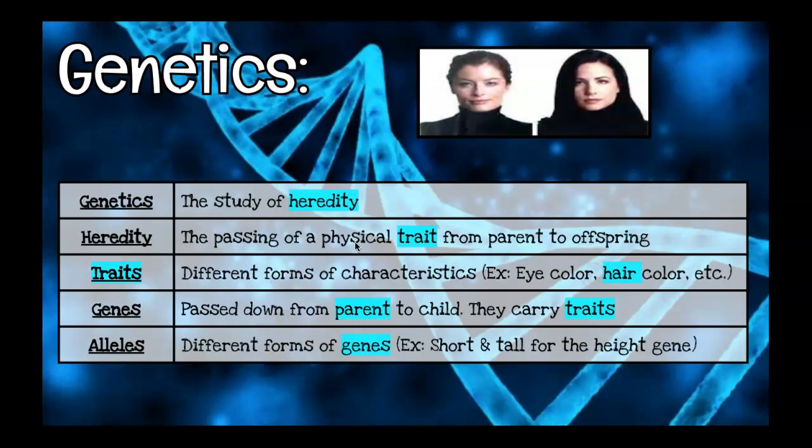And then the last word is alleles. Alleles are different forms of the gene. So if you're looking at height as the gene, you're going to have an allele that represents short. And you're gonna have an allele that represents tall. So if you're looking at freckles, you'll have an allele that means that freckles will be present. You'll have an allele for no freckles. So alleles are just different forms of the gene.